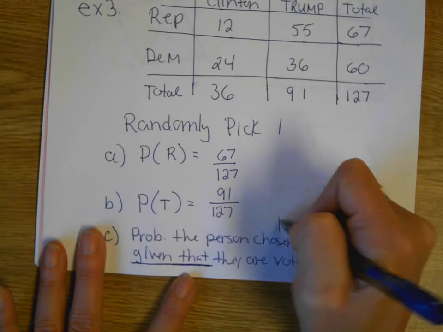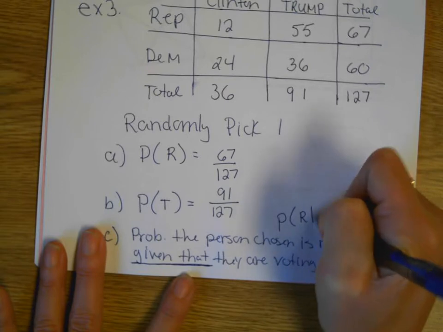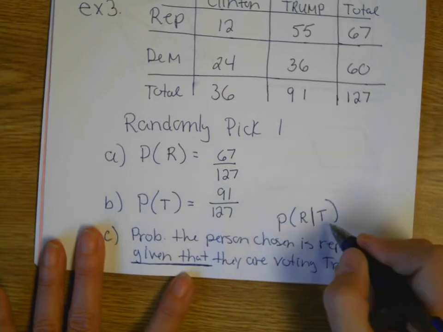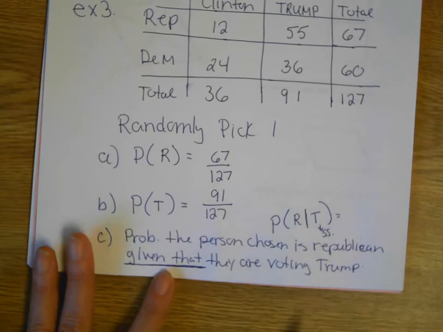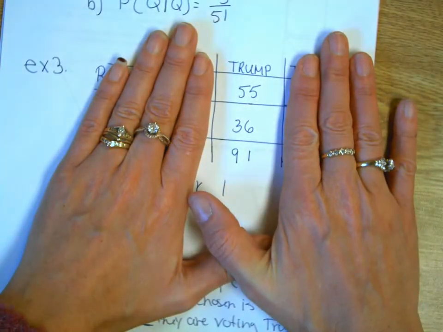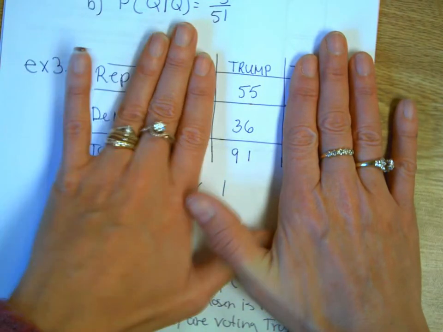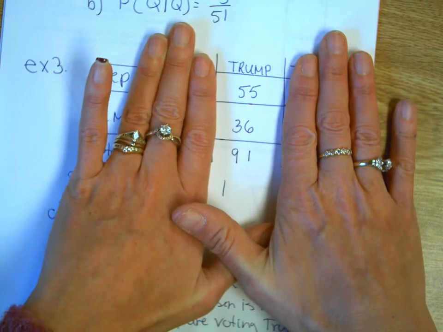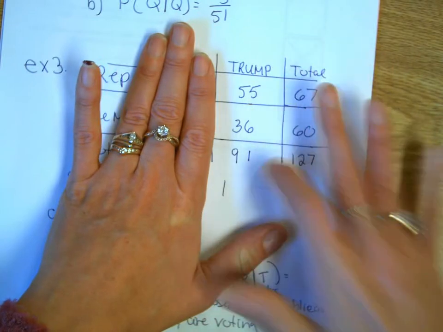If it was me, I'd probably chicken scratch real quick. The probability that the person is Republican, given that they're voting for Trump. So Trump is my sample space. How many Trump voters were there? 91. You're really only looking at that Trump column. If you cover up the rest of it, you can't mess this up. There's only 3 numbers there to work with now. So then how many are Republican? 55 out of 91, easy. On the conditional ones, if you cover up the rest of the table, you'll have a 99% chance of getting it right. So 55 out of 91.